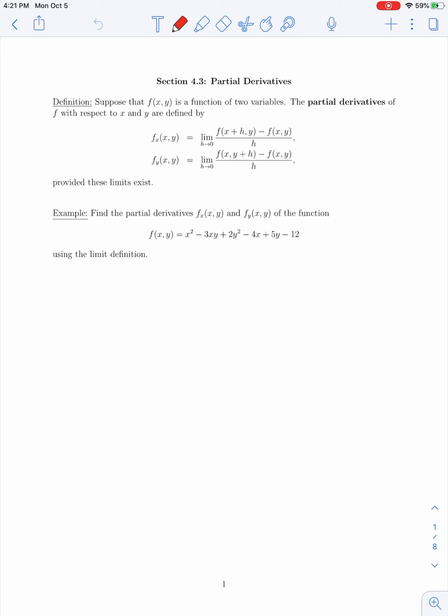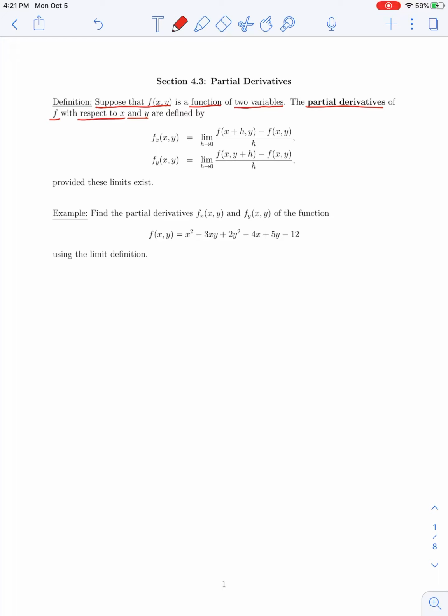partial derivative. So to introduce the definition, let us suppose that a function f of two variables, x and y, is a function of two variables. So we would define the partial derivatives of this function f with respect to x and y as follows.